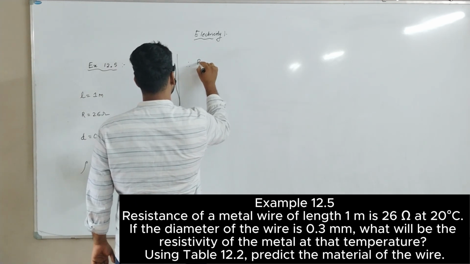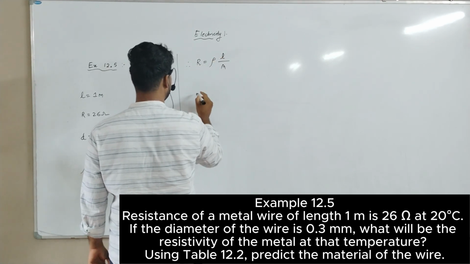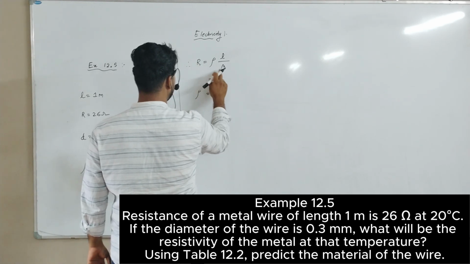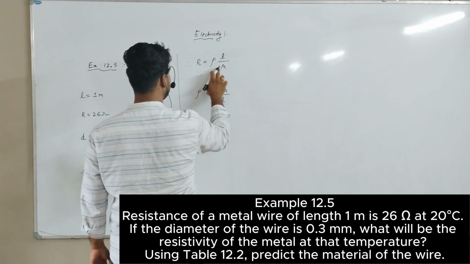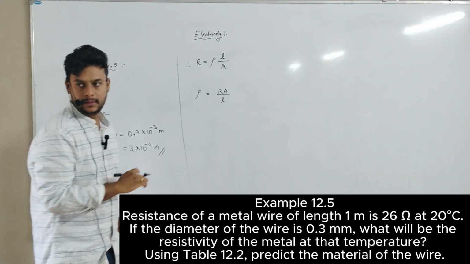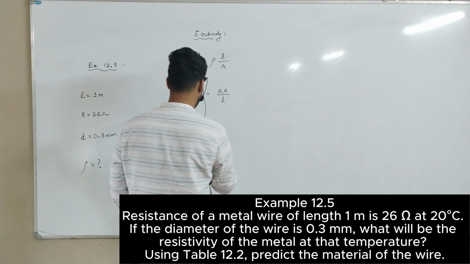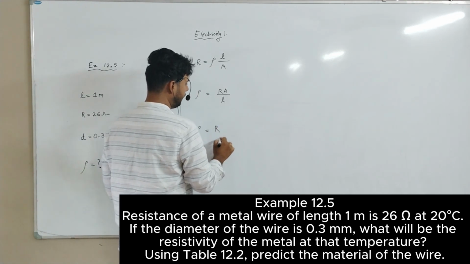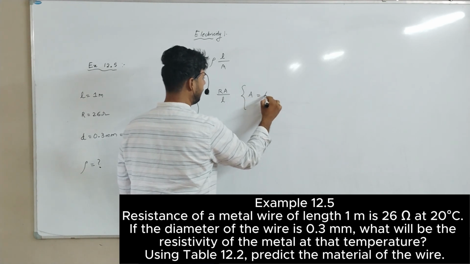We know the formula of resistance is equal to rho L upon A. And I am finding rho. If I keep it here, R A will come, R A whole divided by L. Perfect. R A will come here, L will come in the denominator. Now rho is equal to R A by L. How much is my resistance? One more thing. We know the formula, A is equal to what? A is equal to pi d square by 4.